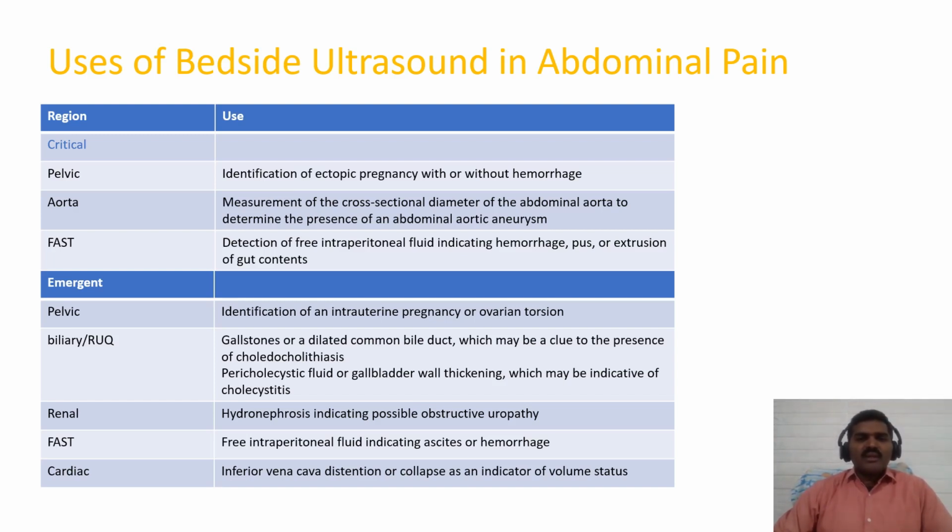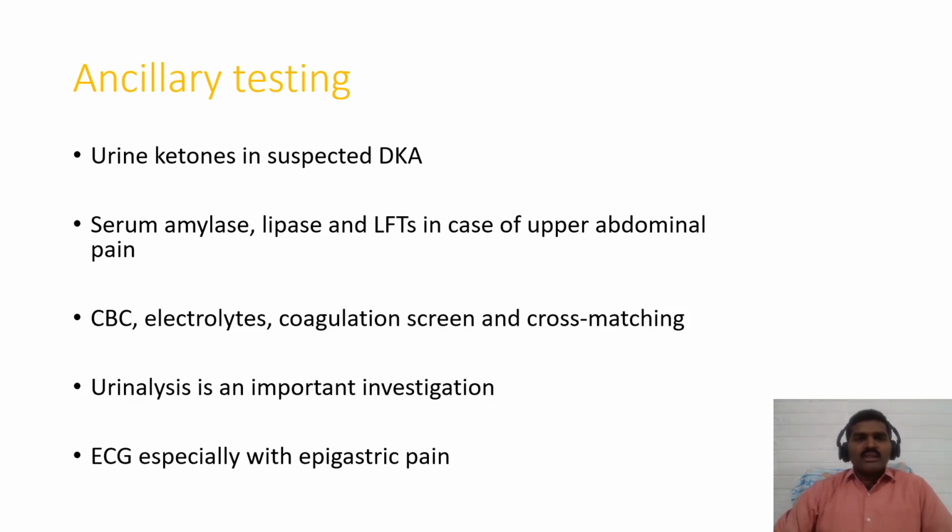So there are some ancillary lab investigations which may not directly aid you in diagnosis, but they support your diagnosis. Urine ketones in suspected DKA; serum amylase, lipase, and LFTs in case of upper abdominal pain to look for any hepatitis or pancreatitis. Complete blood counts, electrolytes, coagulation screen, and crossmatching in patients who present with shock. Urinalysis is an important investigation which gives a clue to UTI. ECG, especially in patients with epigastric pain, is very helpful to detect the cause of abdominal pain.